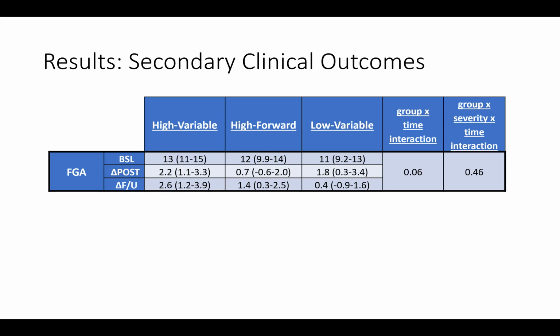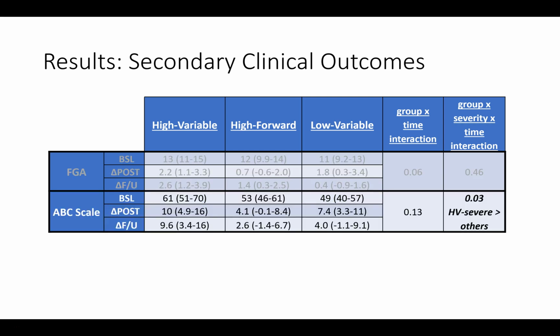For the other clinical outcomes, the functional gait assessment had a p-value of 0.06 for the on-protocol analysis. That means for only the individuals that completed at least 10 sessions. If you take it back a step and look at the intention to treat, meaning that you look at anyone that was randomized to any of the three groups, regardless of how many sessions they completed, the p-value becomes 0.03, where you have a significantly greater improvement in the FGA in the high intensity variable group when compared with the high intensity forward group at post-testing.